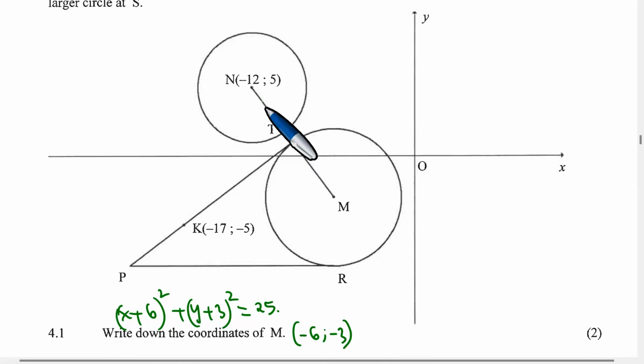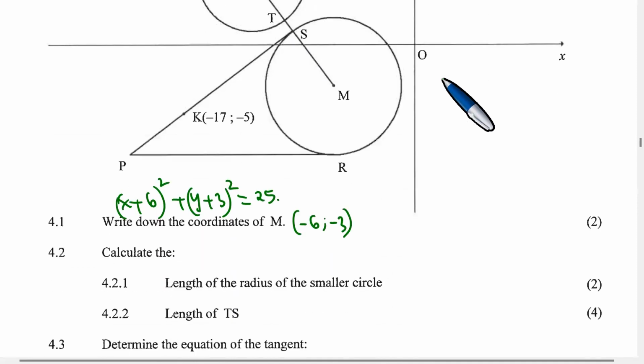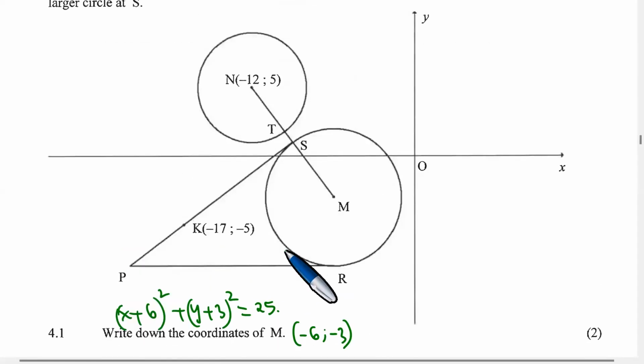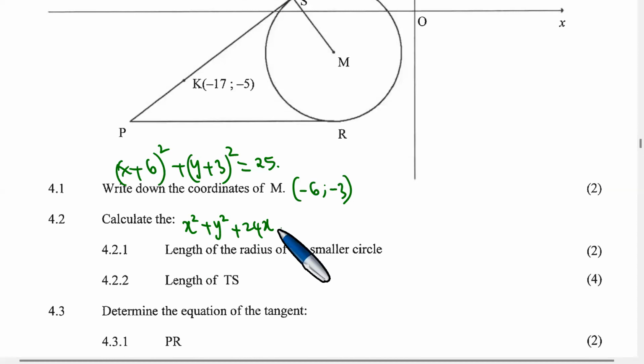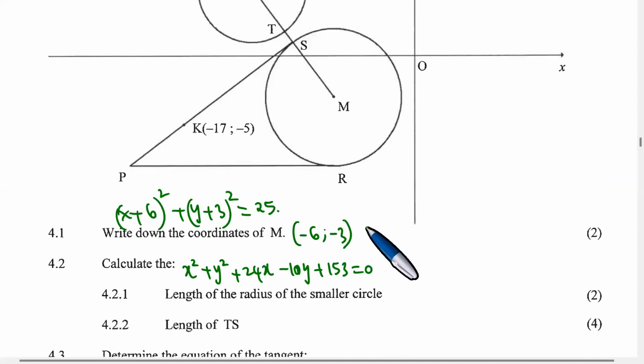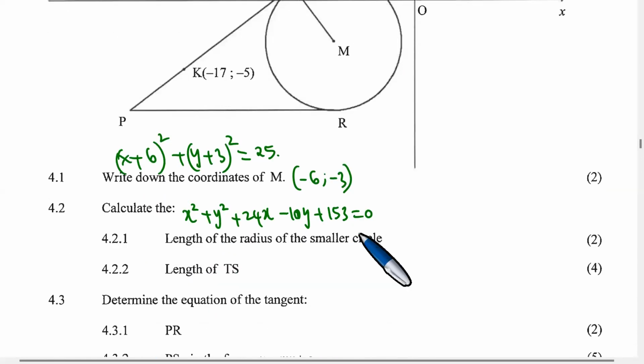You have the smaller circle, this one. What is the radius? The circle centered at N has the equation x squared plus y squared plus 24x minus 10y plus 153 equals 0.